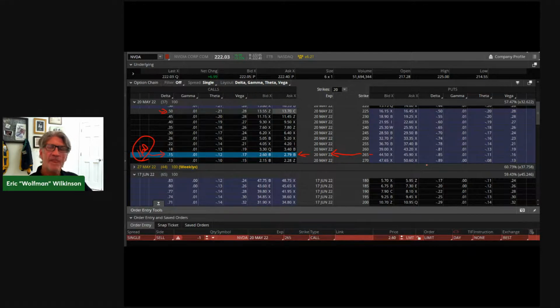And now remember, my break even on this trade, I want to sell it at 265. I collect $2.60. That collection I get to keep no matter what. So I add that to 265. My break even is 267.60 now. So I have a lot of wiggle room to be right.